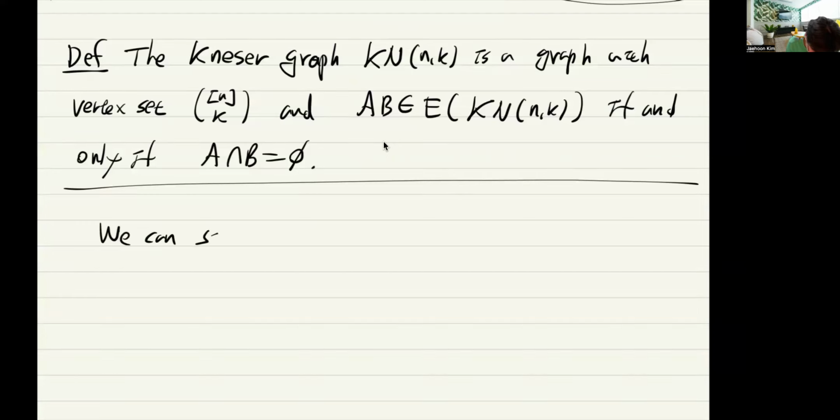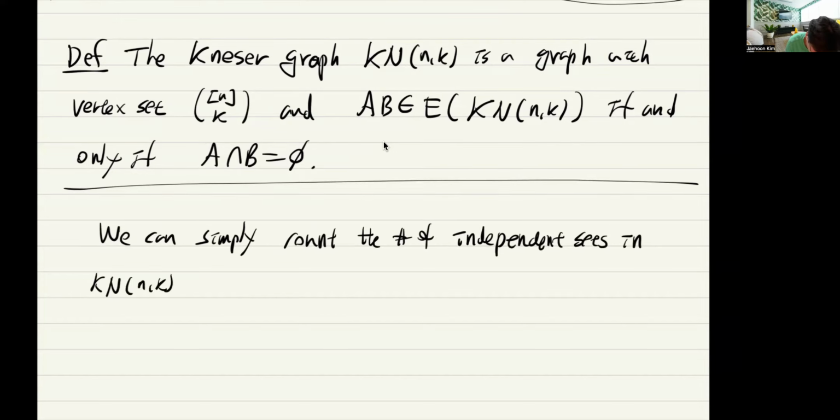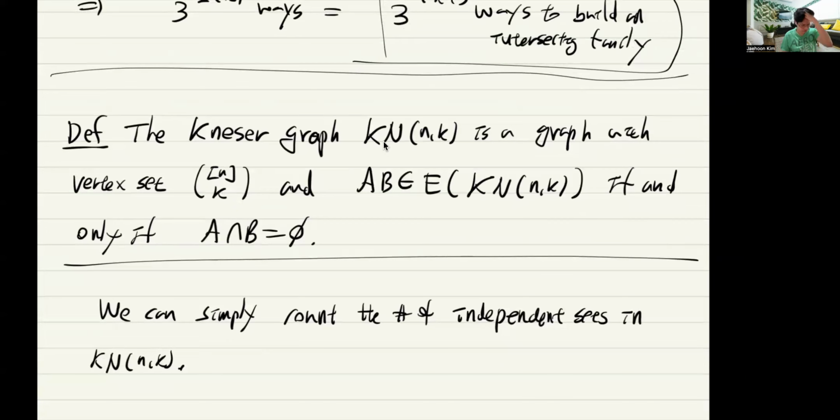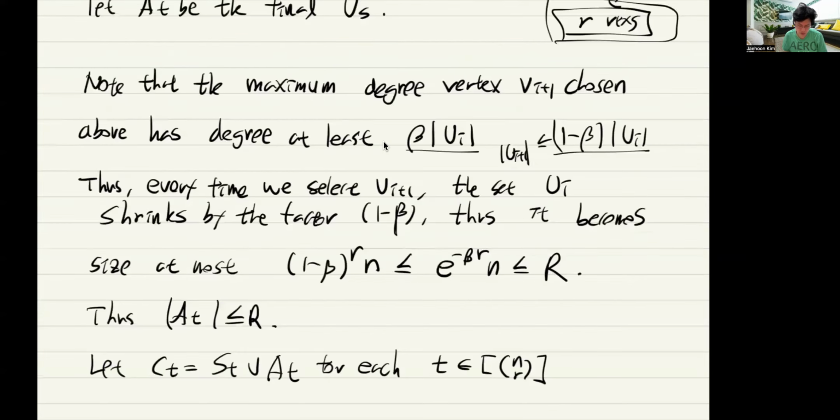We can simply count the number of independent sets in this Kneser graph. Then that provides a bound on the number of intersecting families on the given fixed vertex set. Okay, for that we want to use the container lemma.